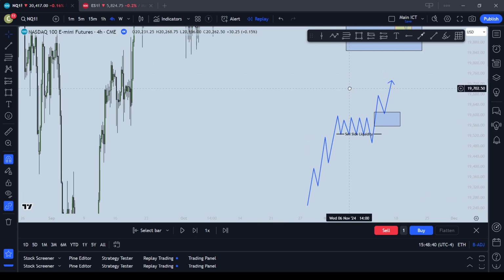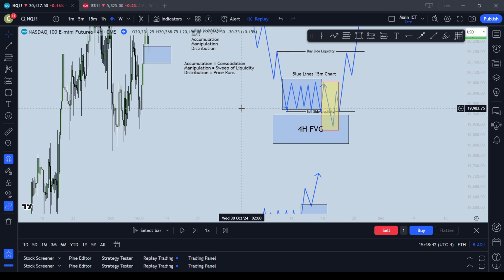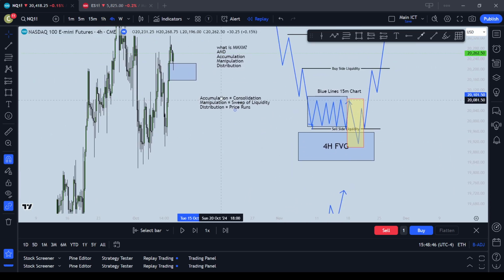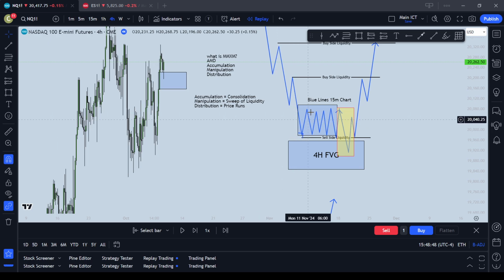Our model is built off of 4-hour PD arrays, 4-hour fair value gaps. It's built off of the 15-minute chart. We want to come down, we want to consolidate, we want to run liquidity. When we run liquidity, we want to run it into a 4-hour fair value gap. And after we sweep all of that sell-side liquidity, after we hit all of those stops, then what do we want to do? We want to see a reversal. When we reverse, you want to see a market structure shift fair value gap.